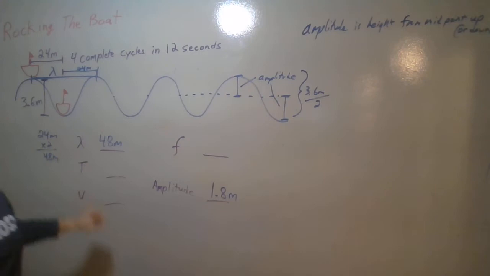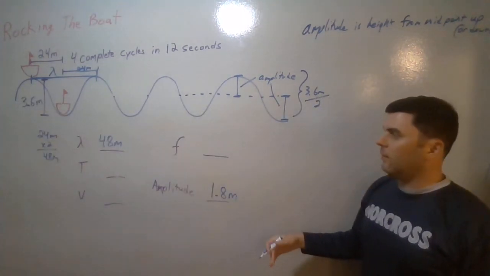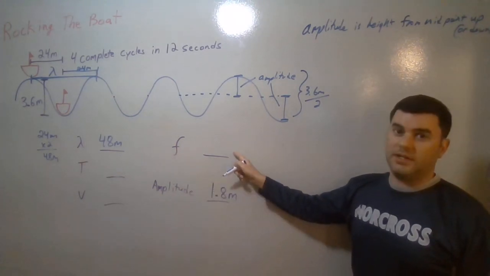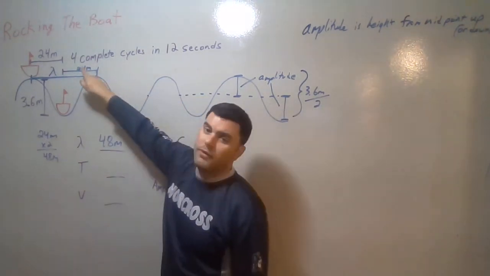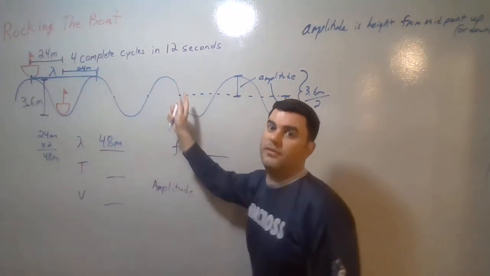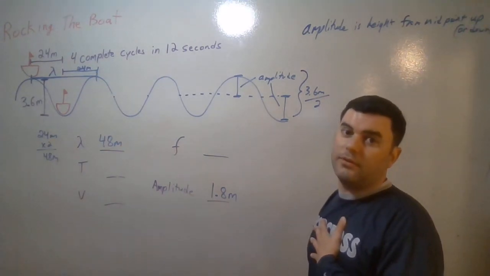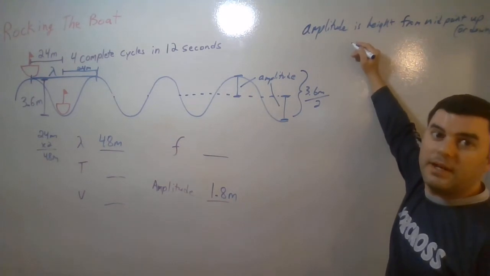And that takes care of the wavelength. The next easiest one to take care of is going to be either period or frequency, depending on how they worded this part of the question. 4 complete cycles in 12 seconds. For us right now, it's going to be easier to handle period, and I'll put that up here for a definition of period and how to figure it out.